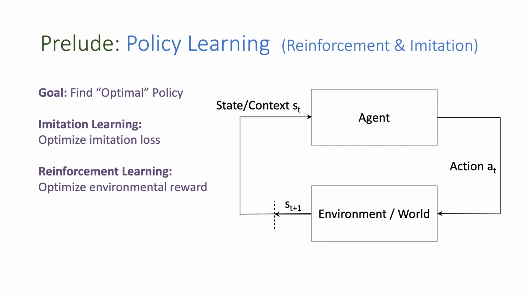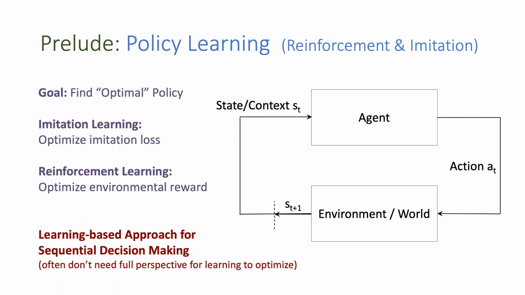The goal is to, from this procedure, find an optimal policy. Imitation and reinforcement learning differ insofar as the loss function or the objective function is different. One of them has demonstrations, such as from a pre-existing solver that we're simply trying to imitate. In reinforcement learning, we have direct measurements of the environmental reward, which is how well you're actually solving the optimization problem, and we optimize the environmental reward. So this is basically a learning-based paradigm for sequential decision-making. In this class, we often don't need this full reinforcement learning or imitation learning perspective for learning to optimize. But sometimes we do, so just to put that out there.